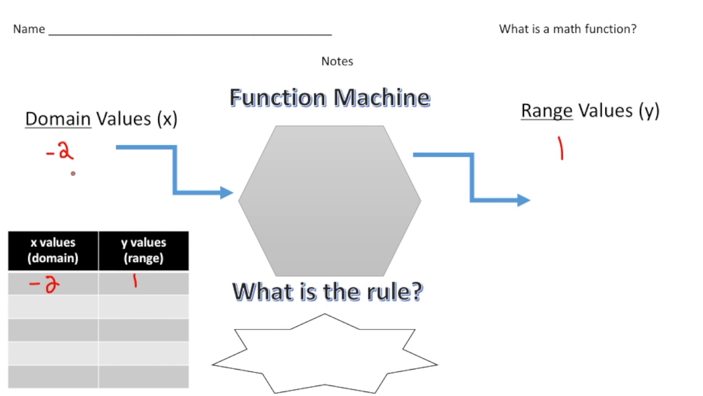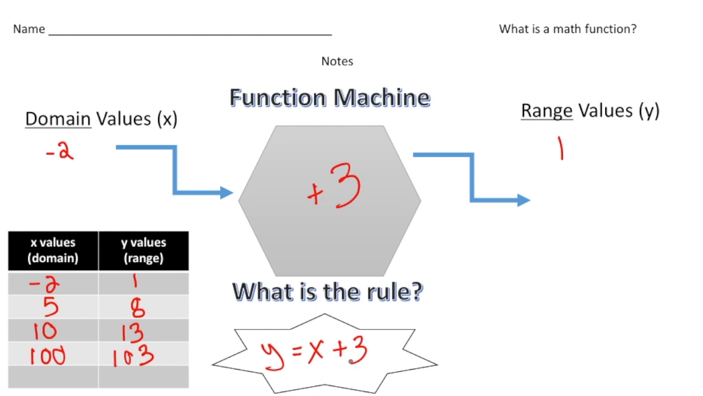How about if the x value is a 5 and it goes into the machine and it becomes an 8? Do you see the rule? How about if a 10 goes in and it now becomes a 13? And if the number 100 goes in, it turns into 103. Do you see the rule? Yep, the numbers increase by 3. So to get our y values, we take the x values and increase by 3.